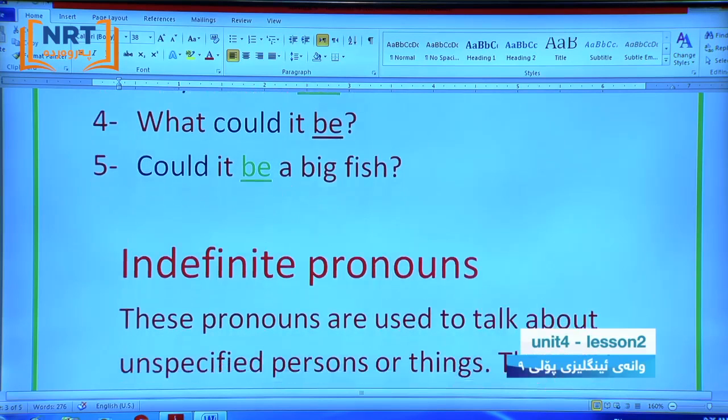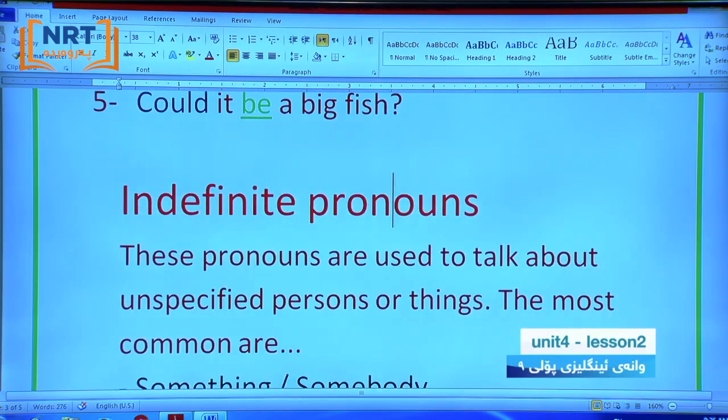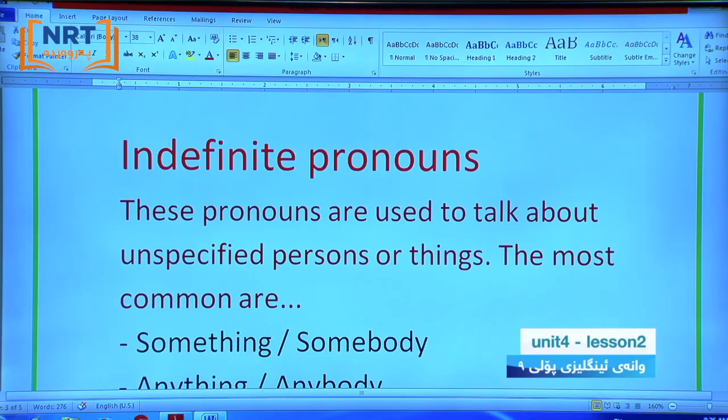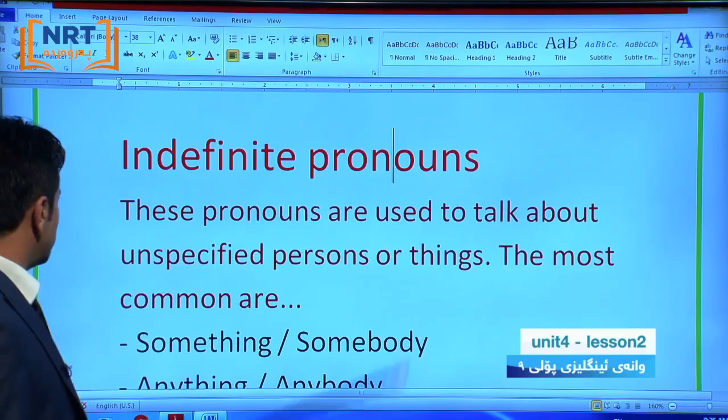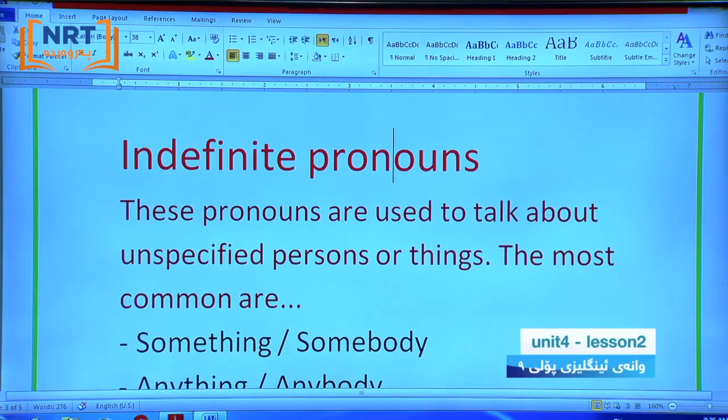of the grammar point here, we have indefinite pronouns. Okay, what does pronoun mean? We have a name, for example, Rob. We use a pronoun instead of Rob. So here a good pronoun for Rob is he. For boys we use he. For example, we have Jade. A good pronoun for this name is she.